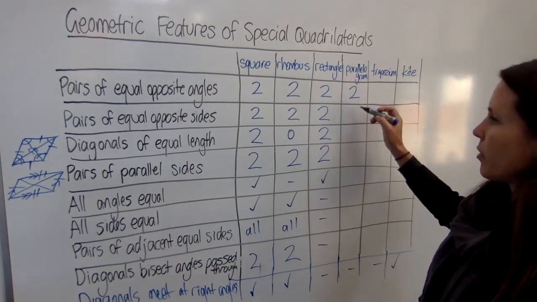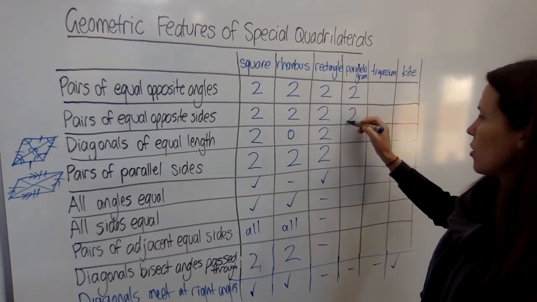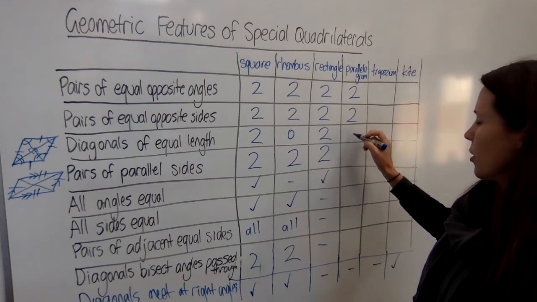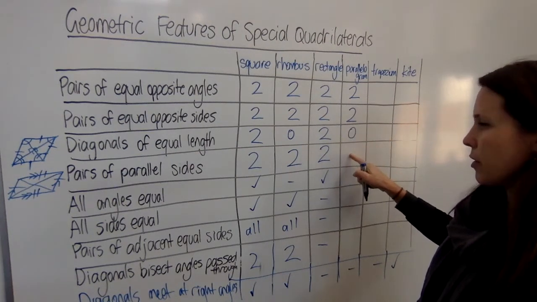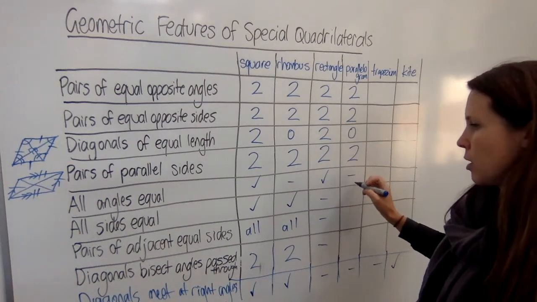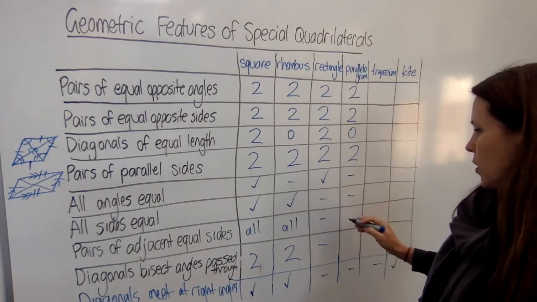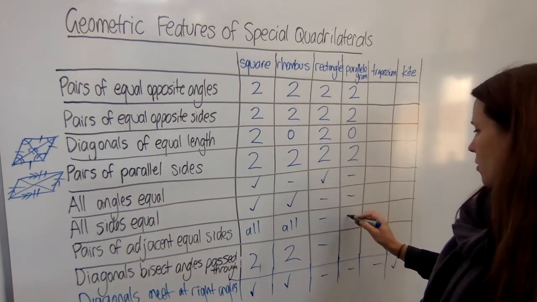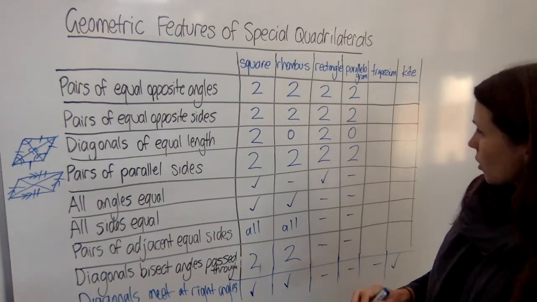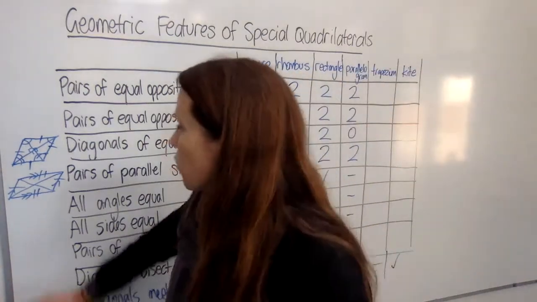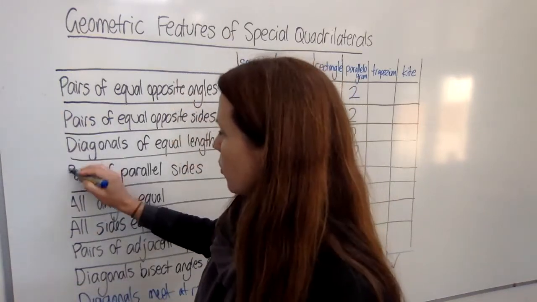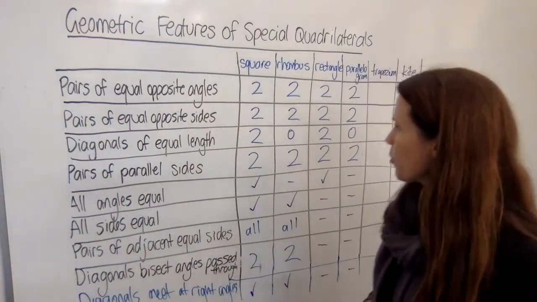So as we look at what the parallelogram has, two pairs of opposite angles, two pairs of opposite sides. Diagonals are not equal length. No. Pairs of parallel sides, 2. All angles equal? No. All sides equal? No. Pairs of adjacent equal sides? No. The diagonals bisect angles? No and no. Okay, so that's those 4 that are sort of based on a square or rectangle that's either upright or pushed on its side.